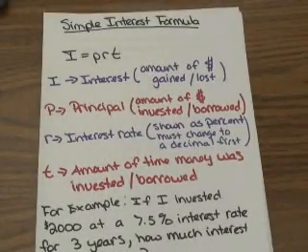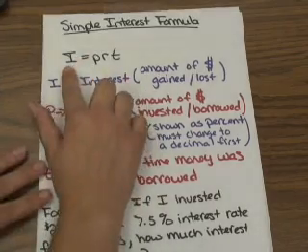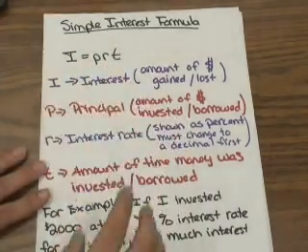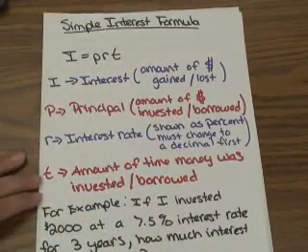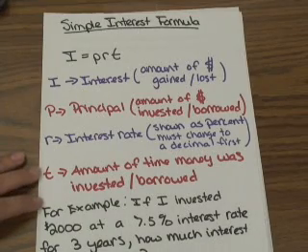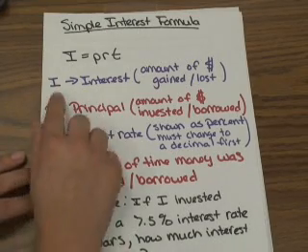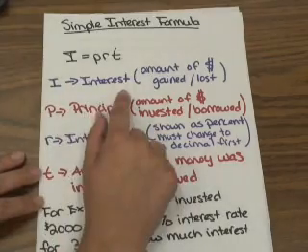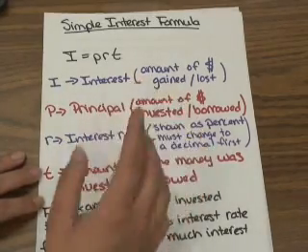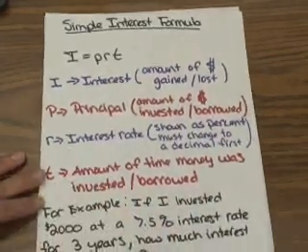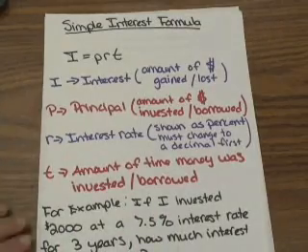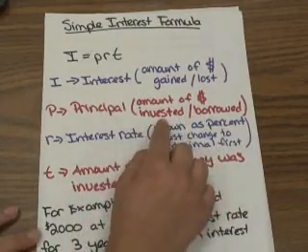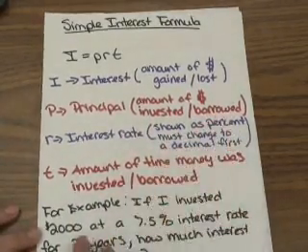Another formula that's commonly used is the simple interest formula. The simple interest formula is I equals PRT. Now, it's important to know what each of these variables stand for in order to solve these kinds of problems. The variable I stands for interest, and this is the amount of money you either gained or lost. The variable P stands for principal, which is the amount of money you actually invested or borrowed.